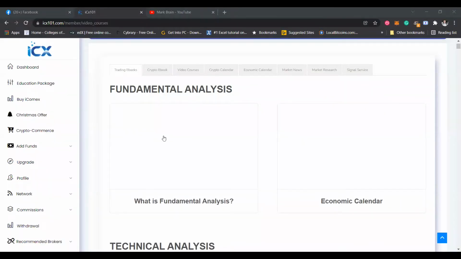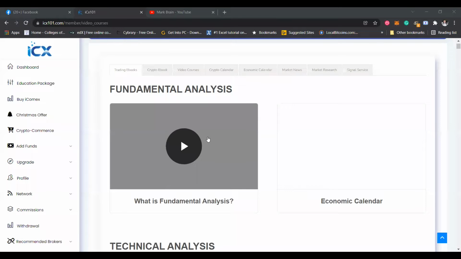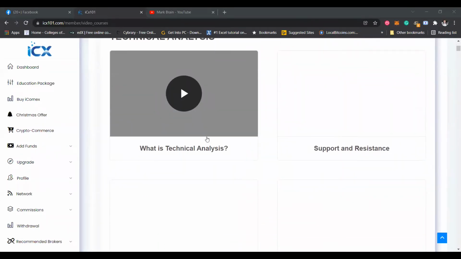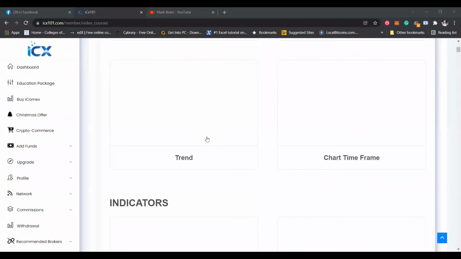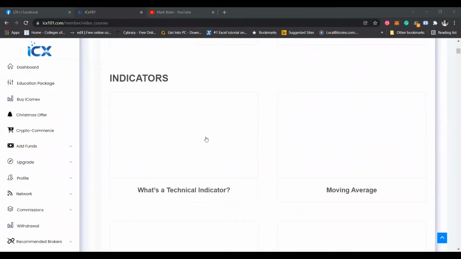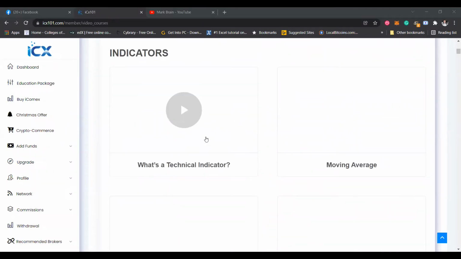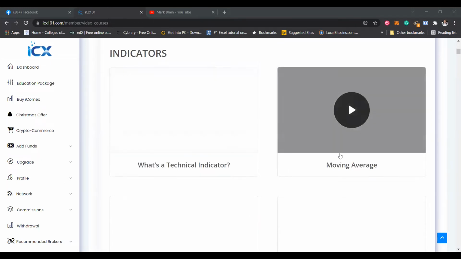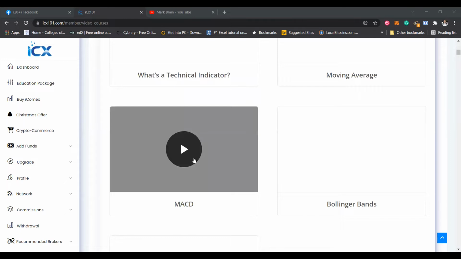We have fundamental analysis, economic calendar, then technical analysis. We have support and resistance, trend, chart time frames, indicators. What are technical indicators? In the class, we're going to understand all those things. The moving average, MACD is a type of indicator. Moving average is one of the commonest indicators.